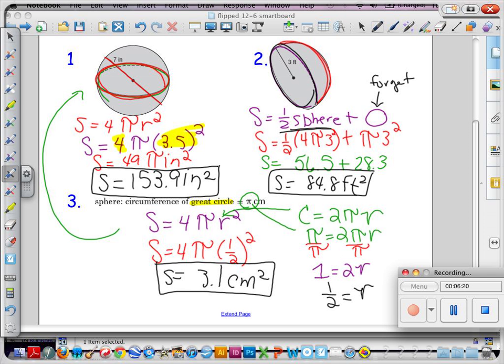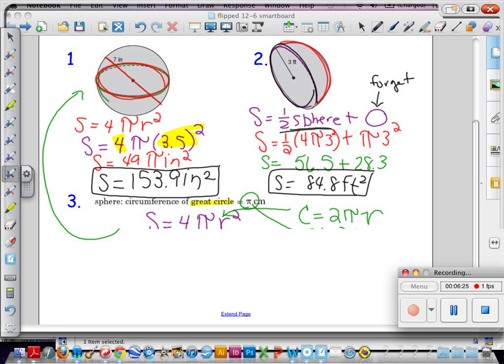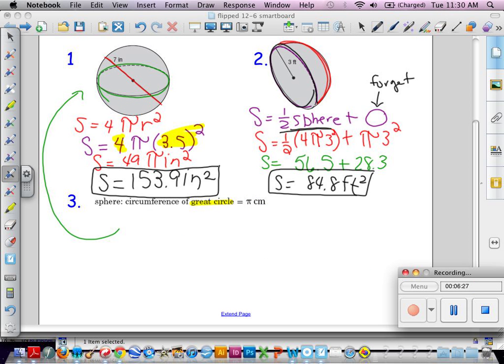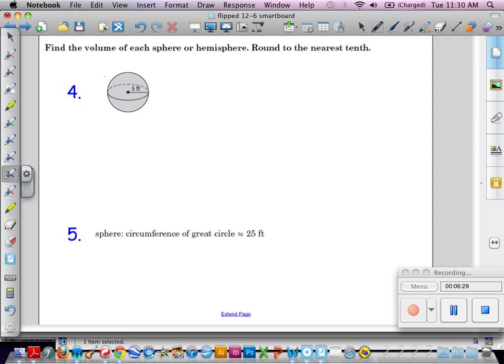All right, so let's take a look at the next part where we're looking for our volume. Number 4 and 5 say find the volume of each sphere or hemisphere and round to the tenths. All right, so I'm going to look for volume. Volume is 4/3 pi r cubed. Oh, so this is a plug and chug problem, guys. I'm giving you the radius right here. Plug and chug in there.